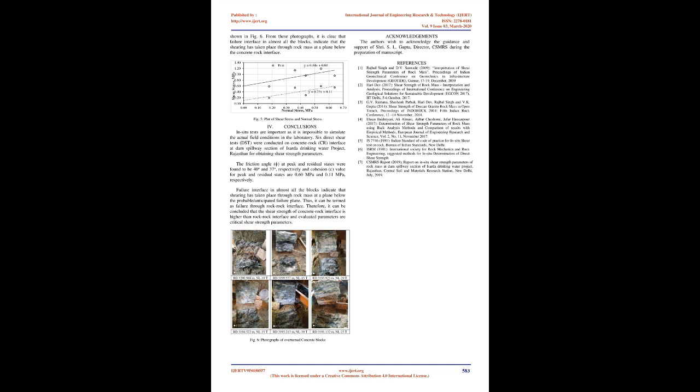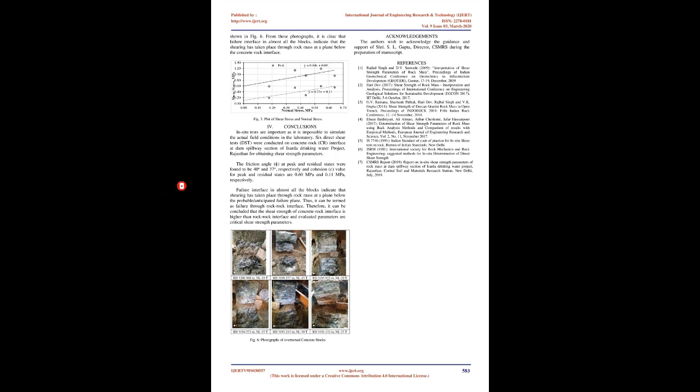4. Conclusions. In-situ tests are important as it is impossible to simulate the actual field conditions in the laboratory. 6 direct shear tests, DST, were conducted on concrete rock, CR, interface at dam spillway section of IJERT drinking water project, Rajasthan for obtaining shear strength parameters. The friction angle, φ, at peak and residual states were found to be 40° and 37°, respectively, and cohesion, C, value for peak and residual states are 0.60 MPa and 0.11 MPa, respectively.